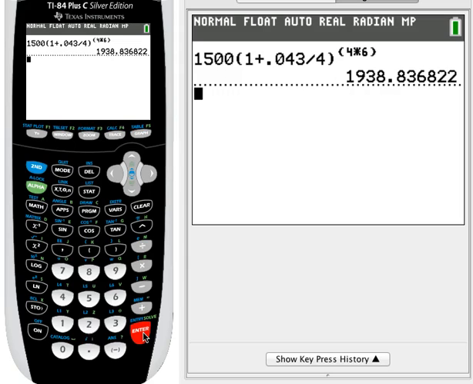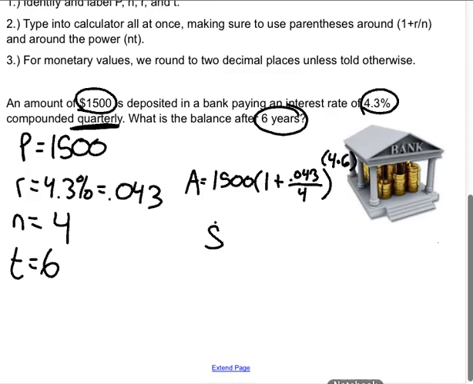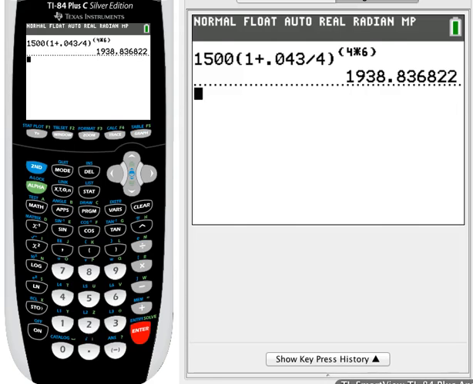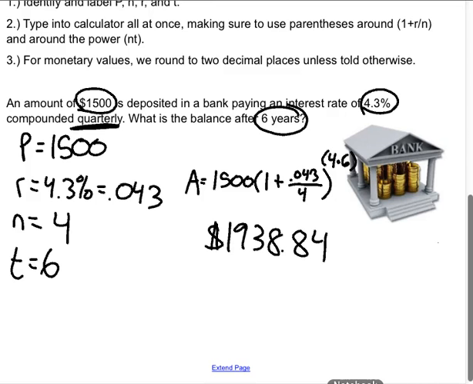Super, super simple. As long as you use your graphing calculator, as long as you know that this is how you type it in, so easy to get the answer. So you have $1,938 and 84 cents. And that's really all you have to do for these problems. Identify the pieces, show the formula. I do need to see that formula, show yourself plugging it in, and then just use the calculator to pop out an answer. That is it.